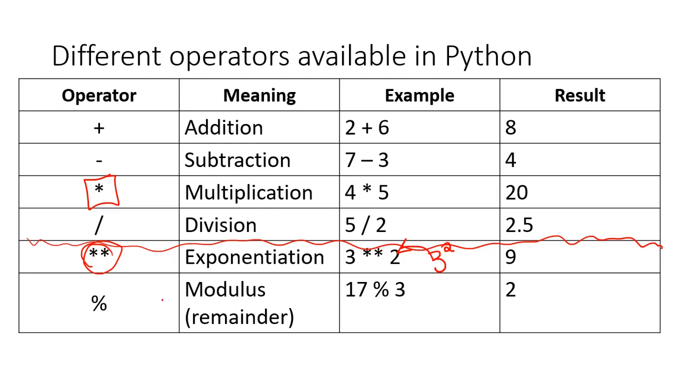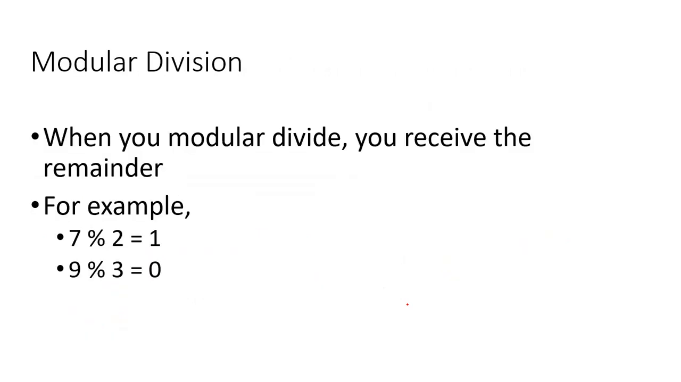And then the second one you guys have not heard of is the modulus, or the remainder. It is the percent sign. So if I go 17 % 3, I get 2. Let's discuss that a little bit more. What is modular division? Well, when you modular divide, you receive the remainder.